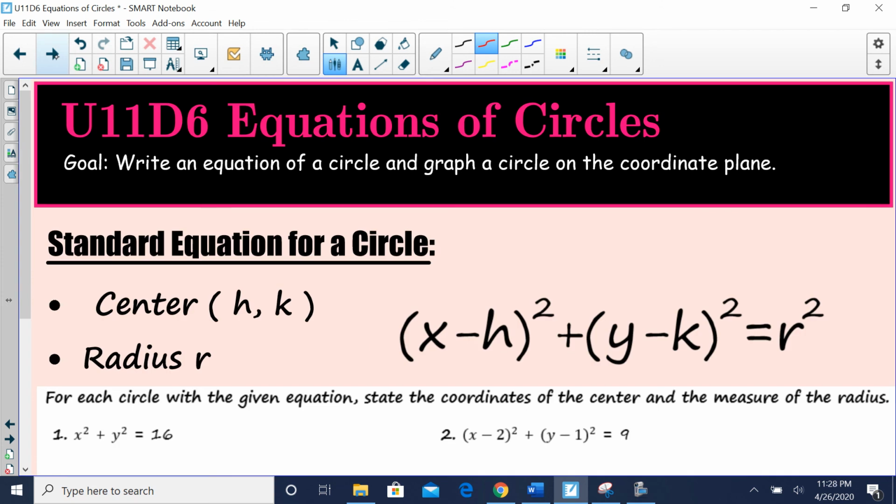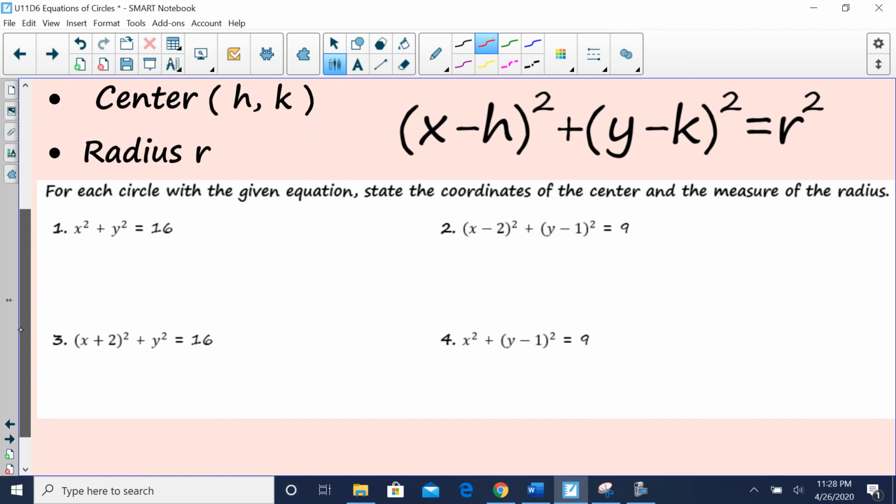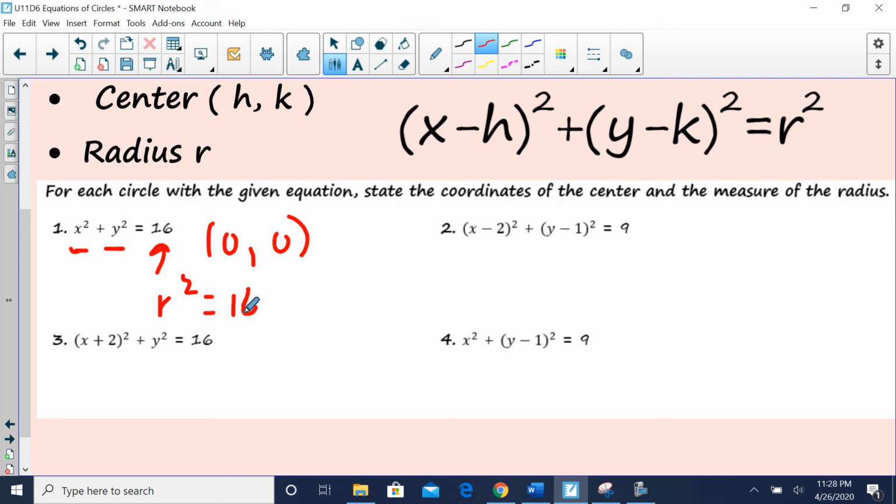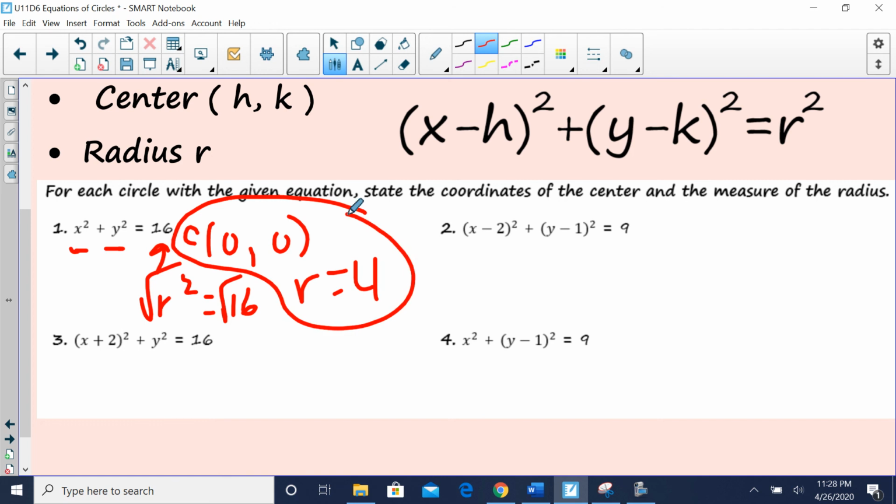Okay, almost done for today. All right, these ones here. For each circle with the given equation, state the coordinates of the center and the measure of the radius. Now this first one, if I don't have anything after the x or the y, that means my center was at (0, 0). It's like x + 0. I don't have to show that. What I need to remember here is this 16 is actually my radius squared. So how would I find the radius? I take the square root of both sides, and I find that the radius is actually 4. So there's my center and my radius.